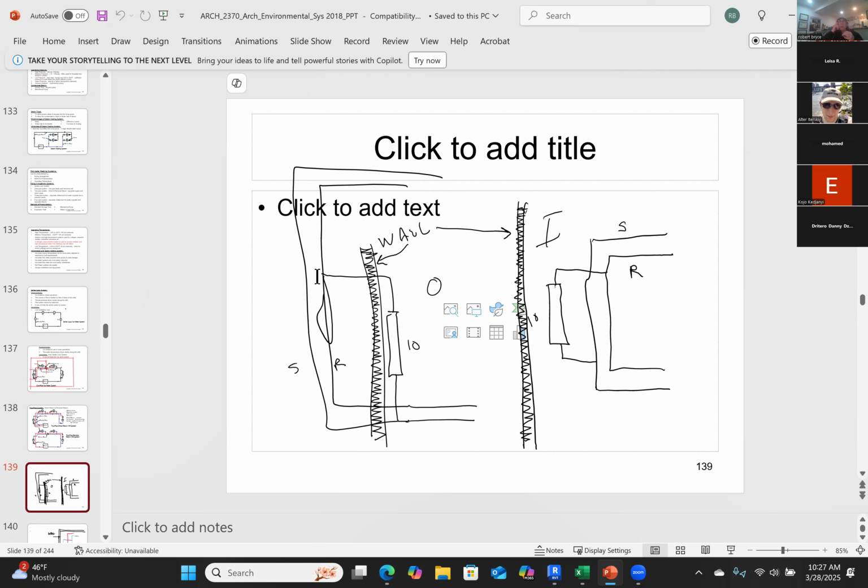elaborate than that, although most students do a nicer job using AutoCAD or Revit, or you can even do it in PowerPoint. You have that ability to do it, and that's fine, but there's no extra credit for a beautiful one.